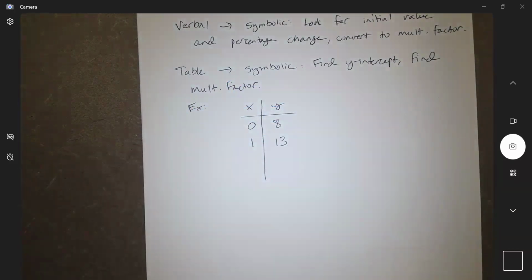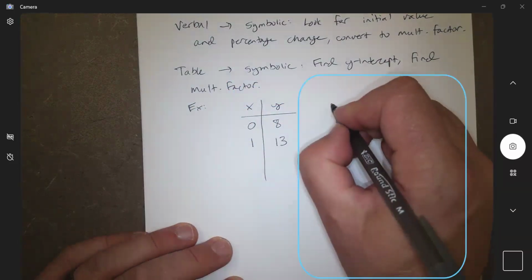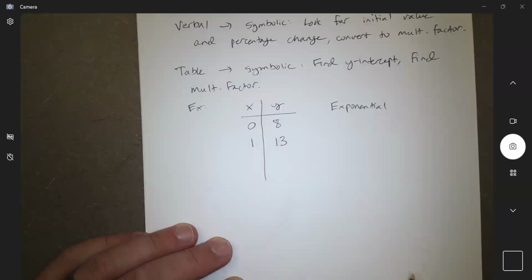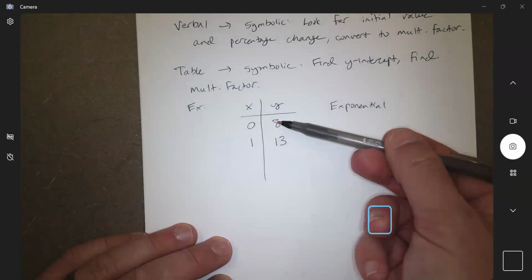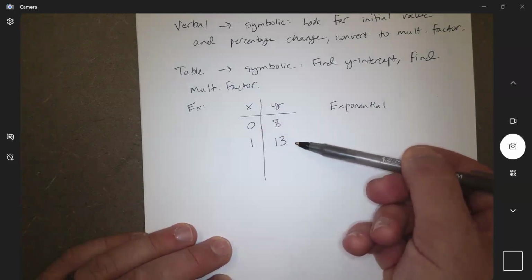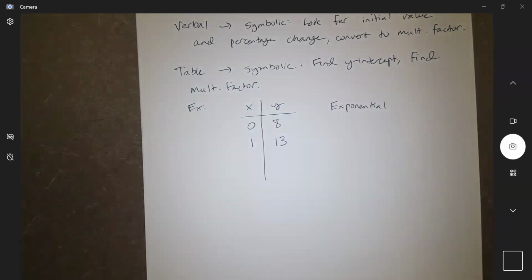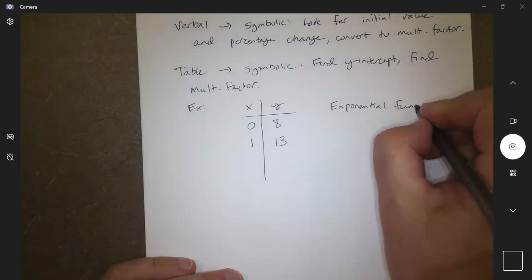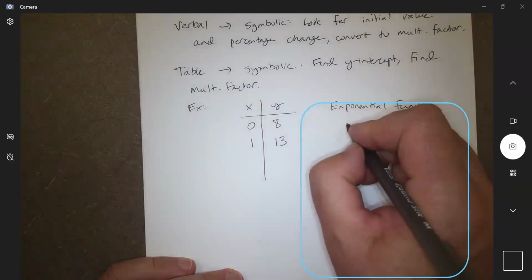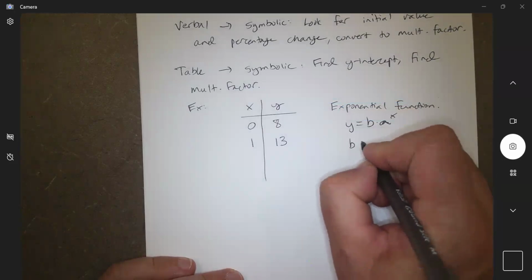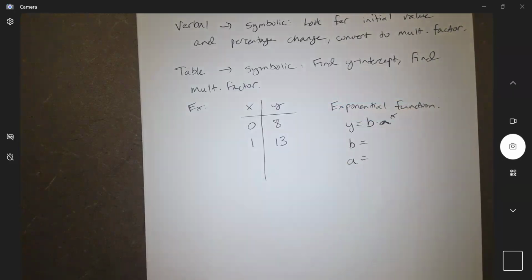So we've got 0, 8, 1, 13, and I tell you I want an exponential function. Could I build a linear function from these 2 points? Yeah, I could. It would have a y-intercept of 8 and a slope of 5. So actually knowing 2 points doesn't tell you if it's linear, exponential, or any other function. You need more information. So if I want an exponential function, I need y equals b times a to the x. So I need b and I need a.